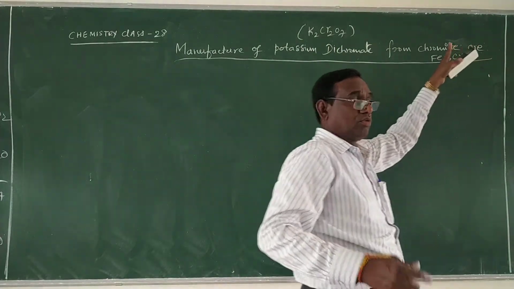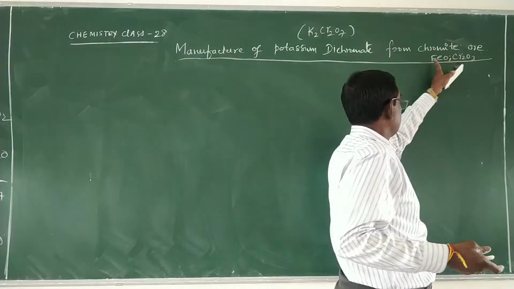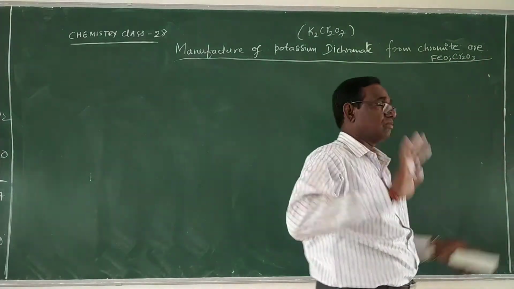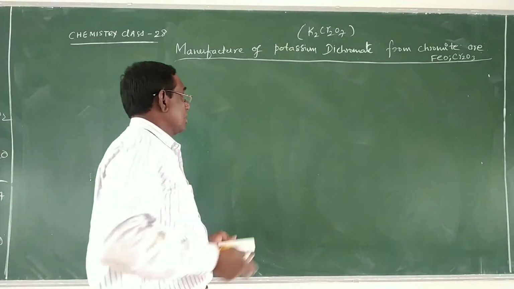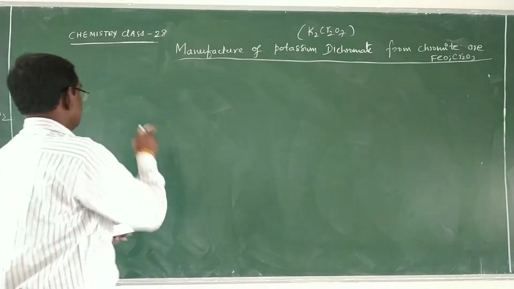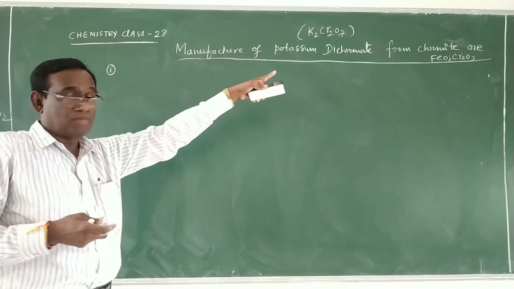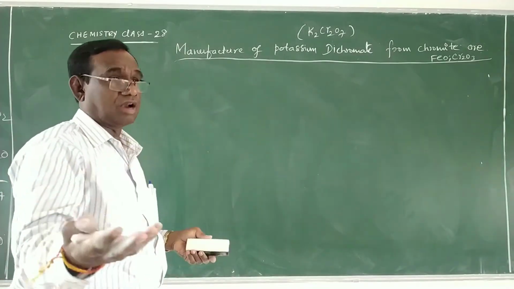From which ore are we going to manufacture it? Chromite, FeO·Cr2O3. That is the formula for it. Now, this manufacture of potassium dichromate involves 3 steps. In the first step, we fuse the chromite ore with a sodium carbonate solution.